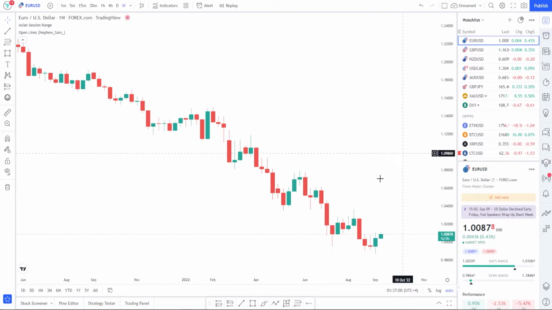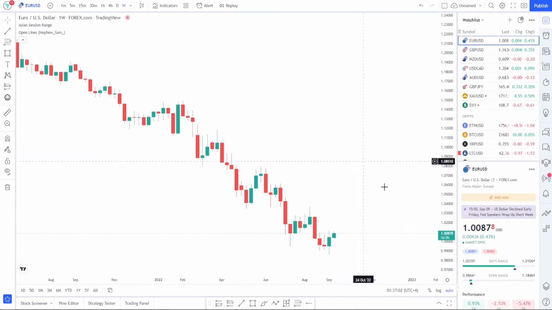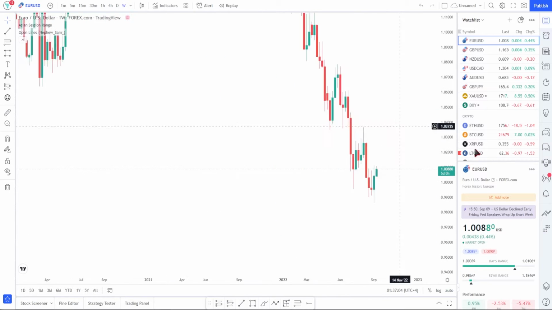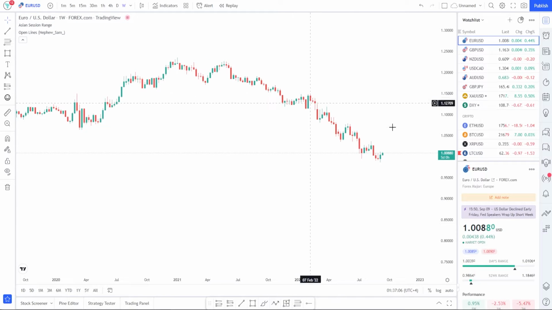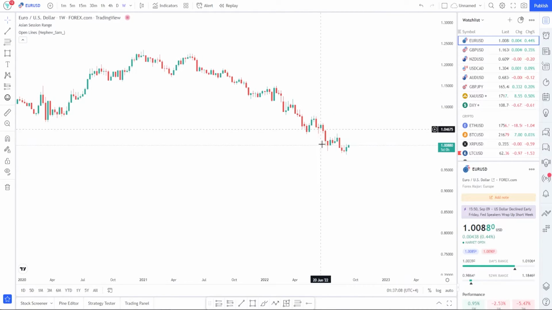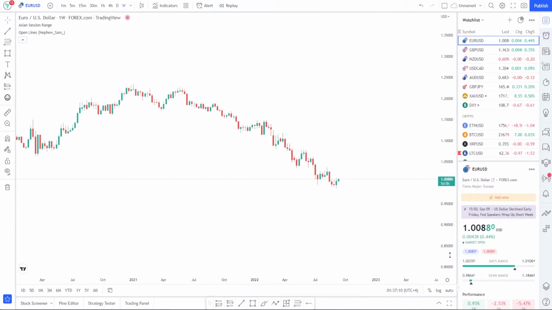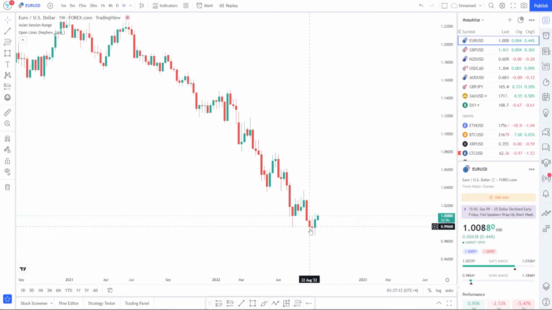Starting off with EURUSD, as we can see on the weekly time frame, we have been bearish for the past year, you can say, and we are continuing bearish right now. So our target would be for the buys to continue up till around this zone, around this area of supply. Okay, so we need to tap into this area of supply.